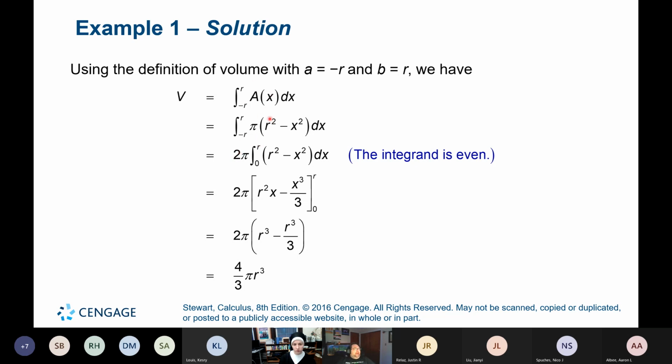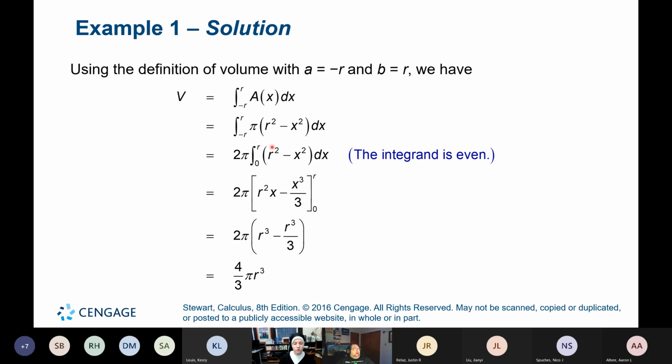So the area is pi times radius squared minus x squared. Remember, in integration, we can pull out any constants. So I can pull out that pi. That's why there's a 2 pi in front now. And we're looking at the integral from 0 to r of r squared minus x squared.